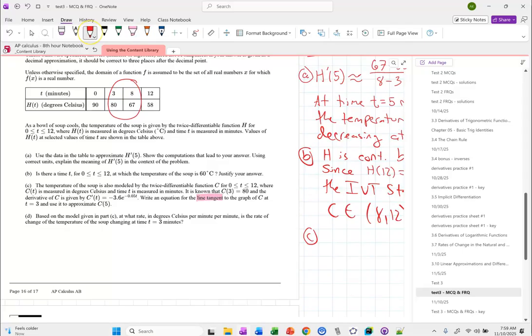So if I want to write the equation for a line, I need two things, right? Typically they would be a point and a slope, right? The point is given to me. What is the point? 3, 80. That's a point on C. And the slope that we want is going to be, no, goodness gracious, Mr. Boyle, C prime of 3.